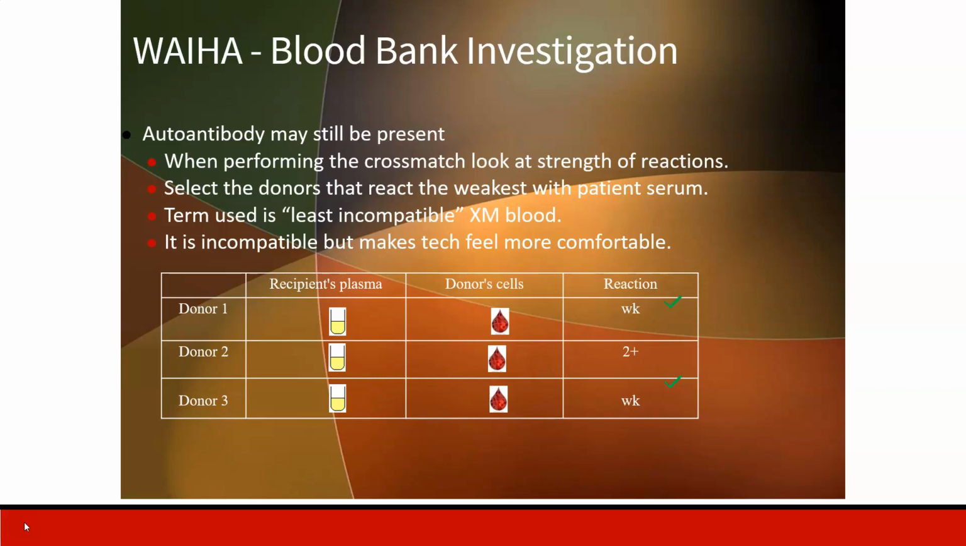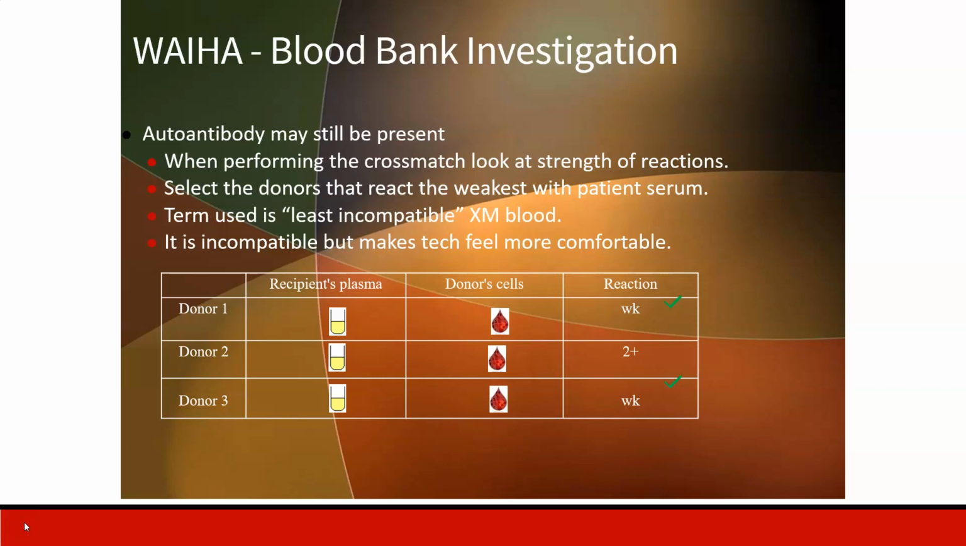The autoantibody may still be present because you were not able to absorb it out. And even then, that's just an aesthetically pleasing cross-match. So what we do, I usually set up 4 to 6 units and perform the cross-match and look at the strength of the reactions. Then, the donors I will use for transfusion, I will select those that have the weakest reaction with the patient's serum.